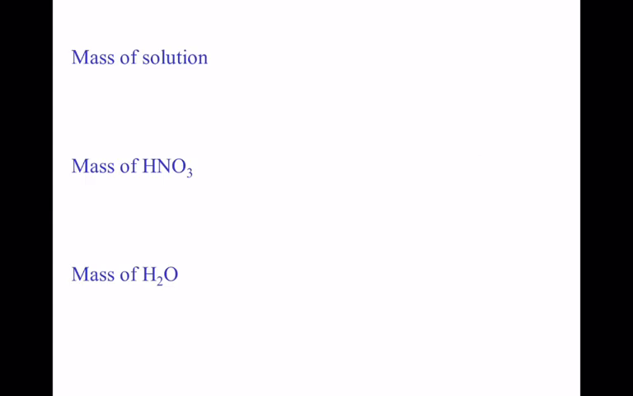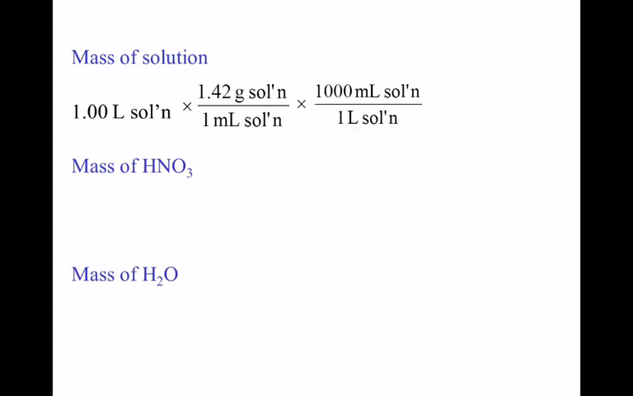So if we have 1 liter of solution, we can get to the mass of the solution using the density. 1 liter of solution is our basis. Of course, density is grams of solution per milliliter of solution, so we've got to get that to milliliters of solution. We can do that by introducing 1,000 milliliters over 1 liter. And if we introduce the density then, notice that unit-wise we're left with grams of solution.